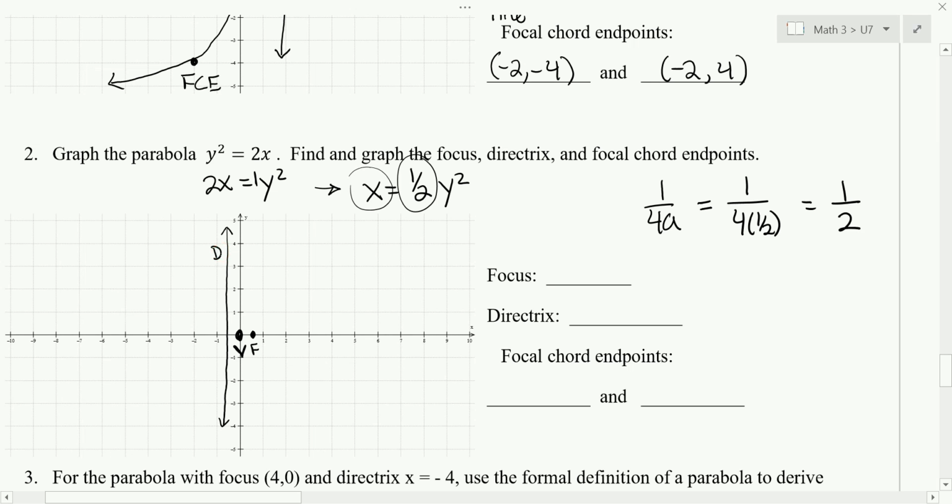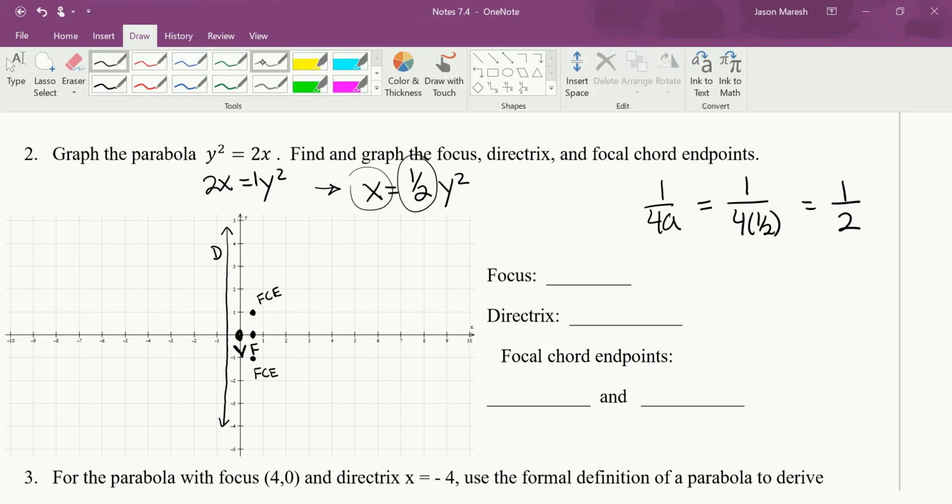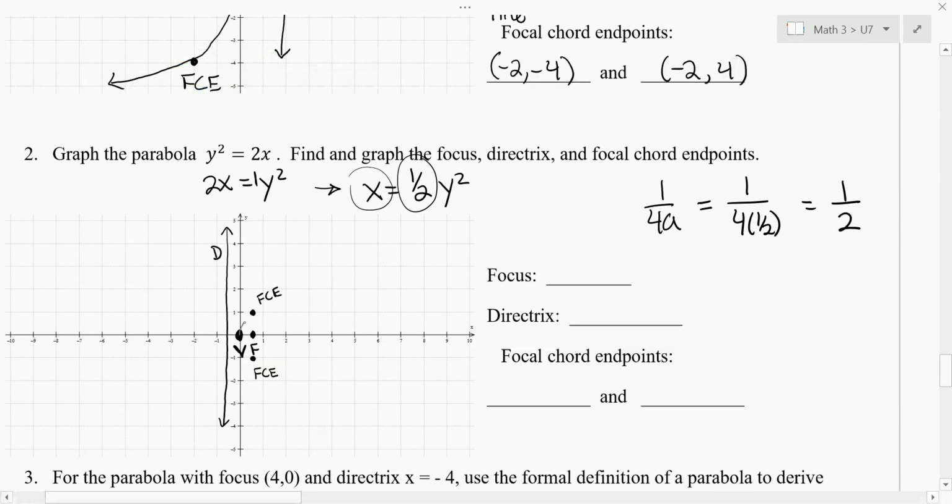And what do you get when you double 1/2? 1. So from the focus, I'm going to go above the focus 1. That's the focal chord endpoint. And I'm going to go below the focus 1. That's my other focal chord endpoint. So everything is really close together here. And so my parabola goes through the vertex and the focal chord endpoints.